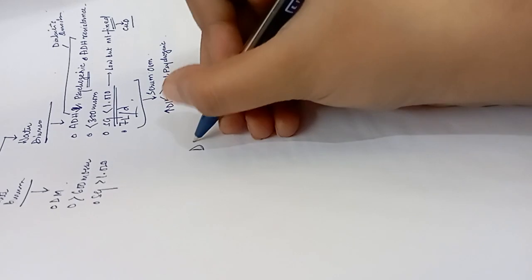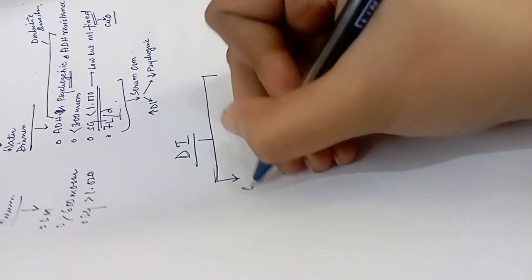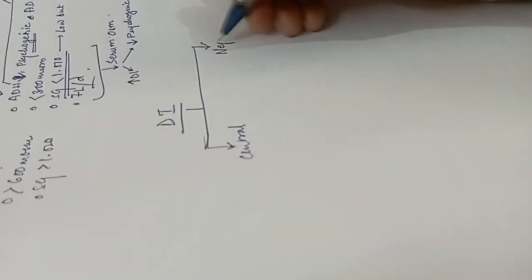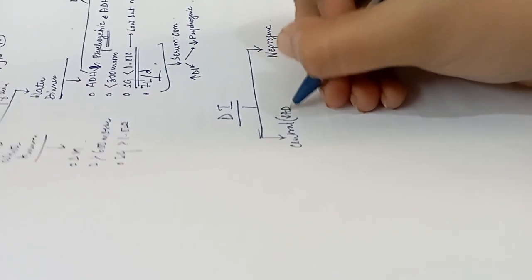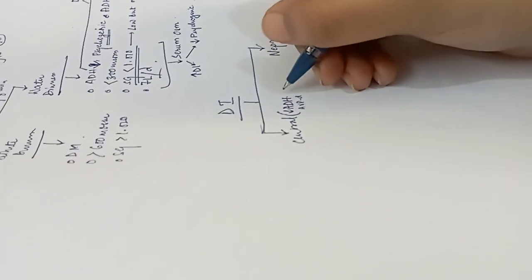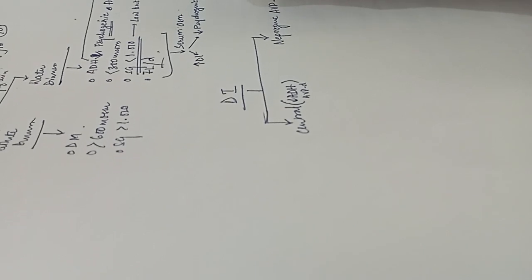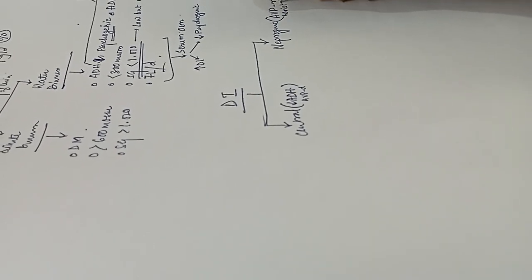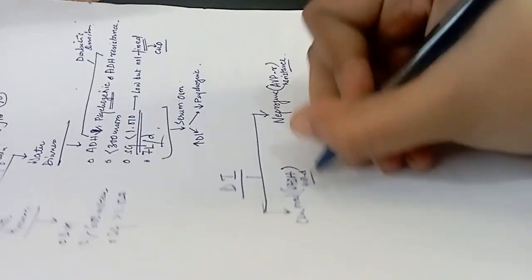So coming to diabetes insipidus. DI can be divided into central and nephrogenic. What is central? Decreased ADH. It is also known as AVP deficiency, and the other is due to AVP resistance. This is deficiency, this is resistance.